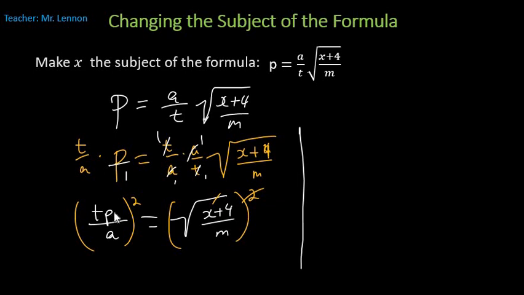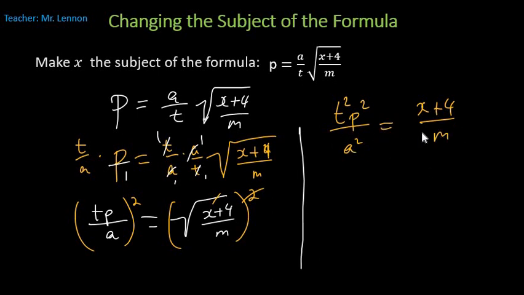And so we have TP over A, all squared, which we can write as T squared P squared over A squared. So each variable gets squared, equals x plus 4 over m. Now, how do we do this? We do not have 3 terms. We have 2 terms, and both terms are fractions.